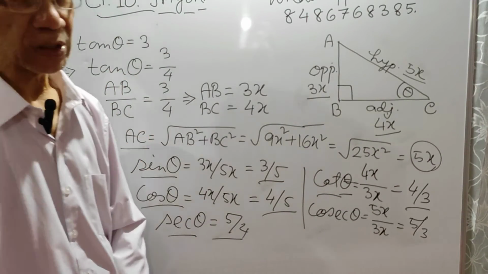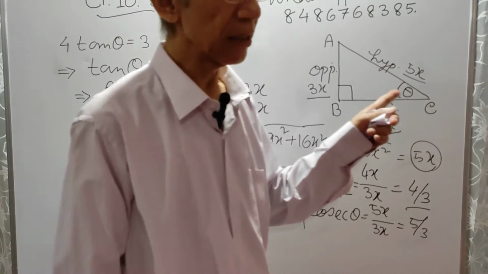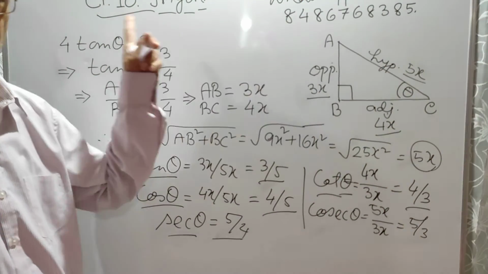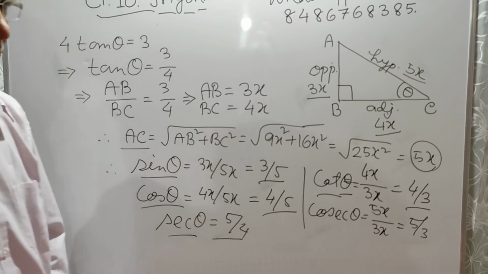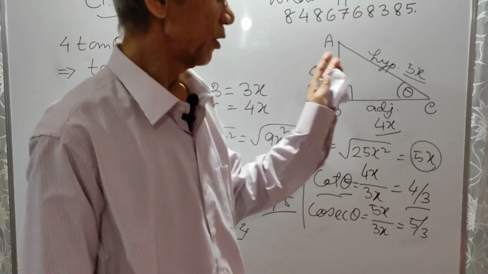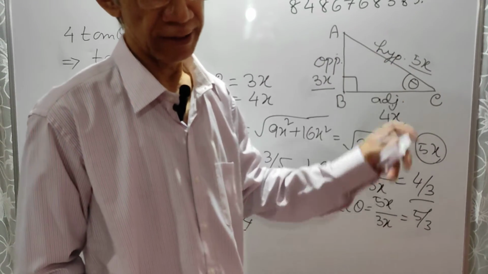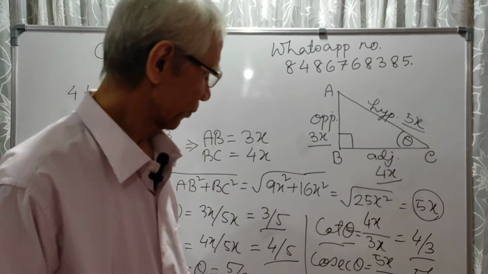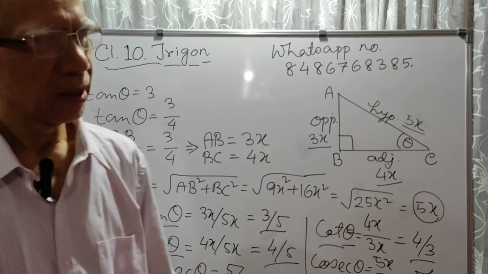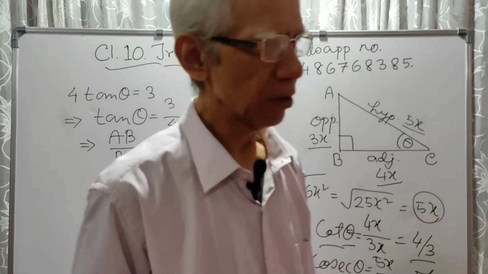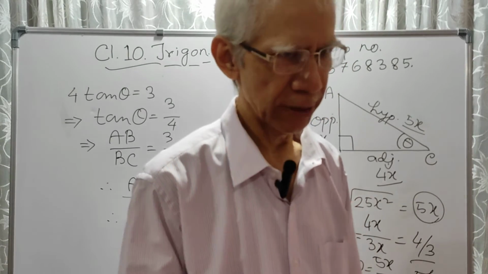So this is how you can use a right angle triangle to find the other 5 trigonometric ratios when one is given. I have shown you both the methods, either using the formula or using the right angle triangle. So this is how you can do. Now I would like to show you 1 or 2 sums where you can use that formula.